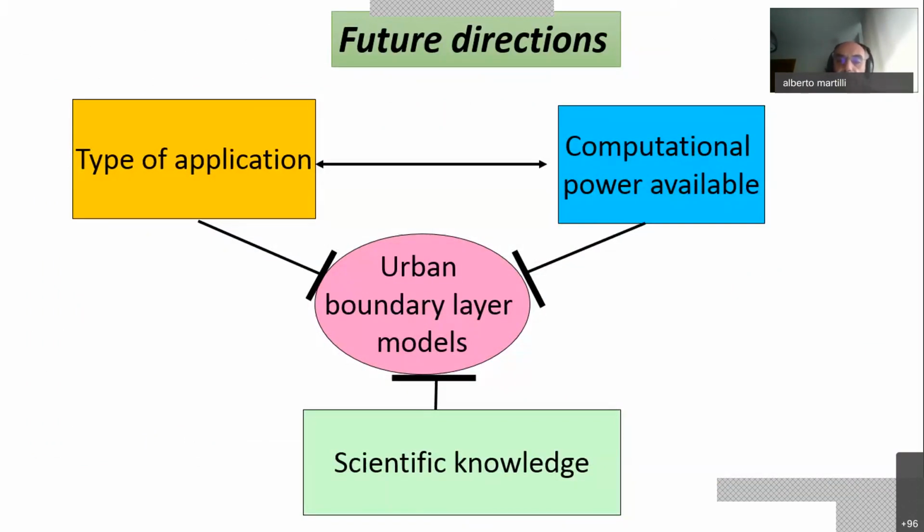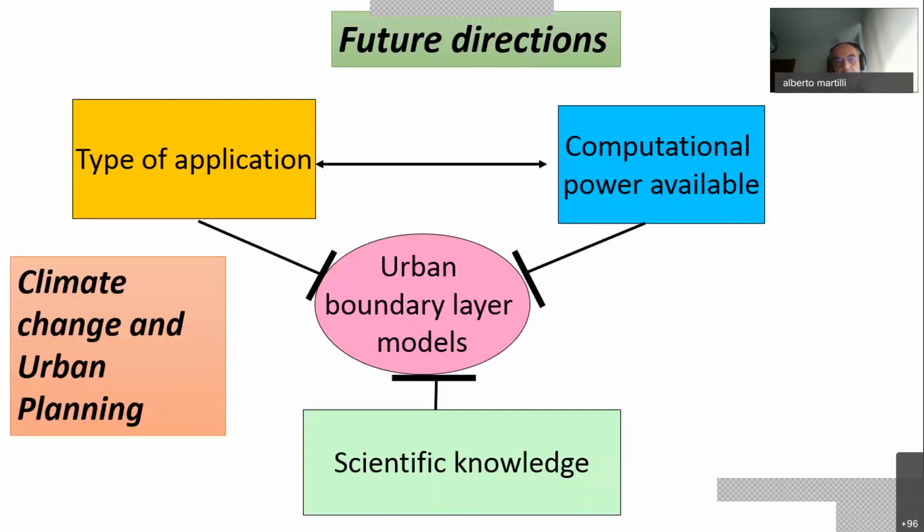The other important factor is the computational power, which is key, and the continuous increase of computational power in the last decades was a very important element that allowed the development of all these models. And then you have the type of application, as I said at the beginning. So in the future, I think the 5 applications I mentioned before will continue to be important, but we will add another dimension, which is climate change.